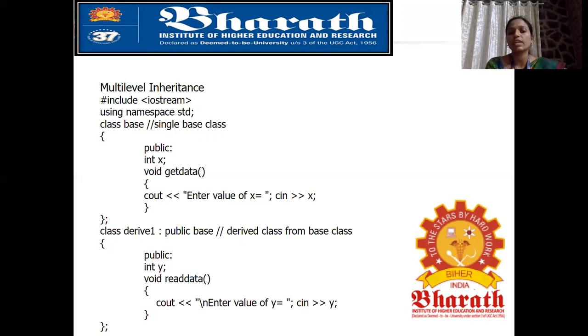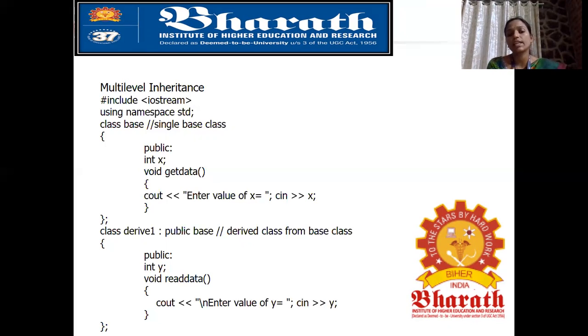Next, the derived class. We are going to use two derived classes. For that we are using derived1. We are going to inherit the properties of the base class, so public base. Here we have used inheritance: class, derived class name, colon, public base class name. We have to open it.